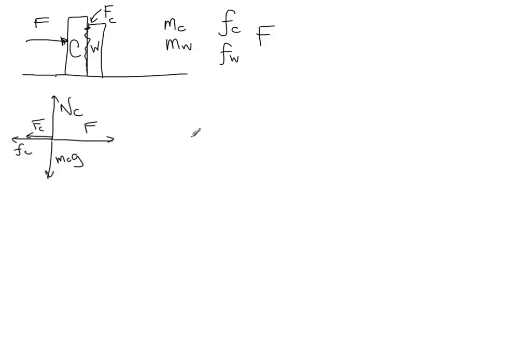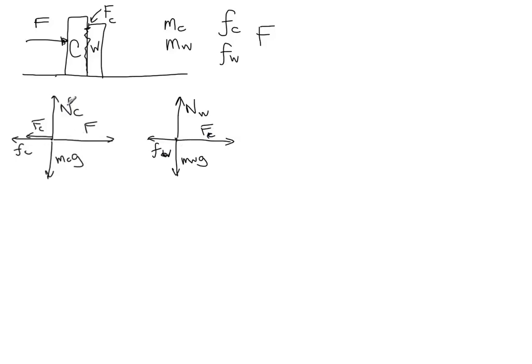Then for the Wheaties, I have the mass of the Wheaties times gravity, and the normal force on the Wheaties. Forwards, I have the contact force. That's the only thing pushing the Wheaties forward. And then backwards, the frictional force on the Wheaties.